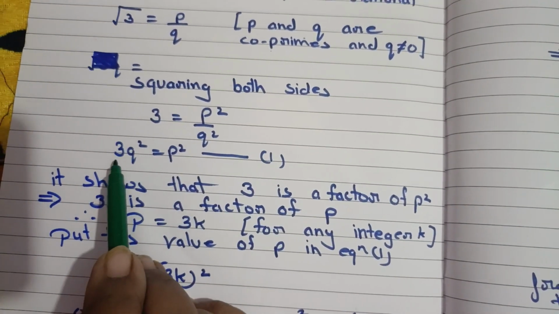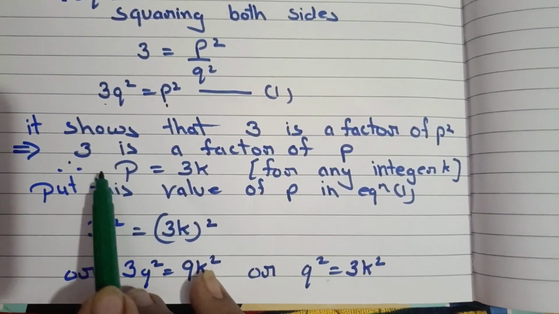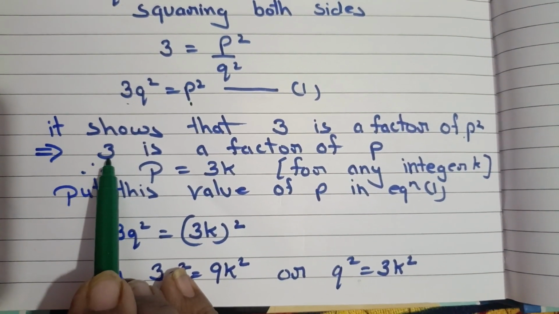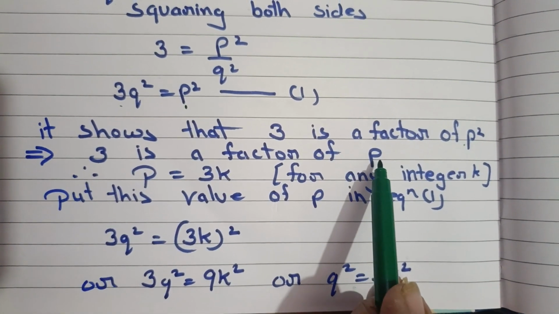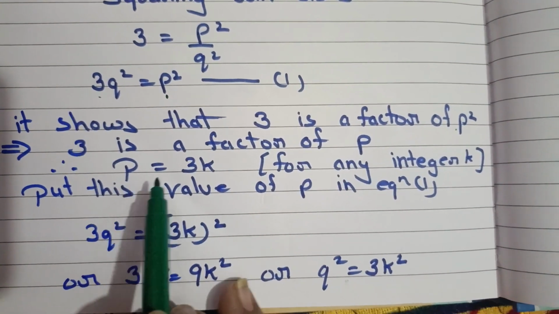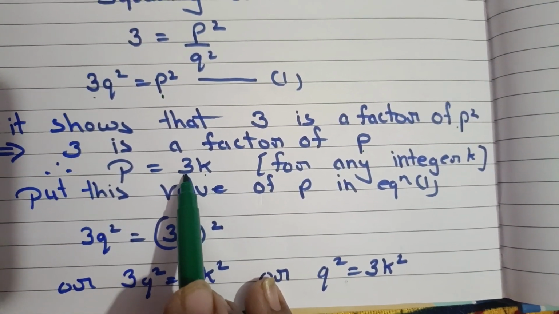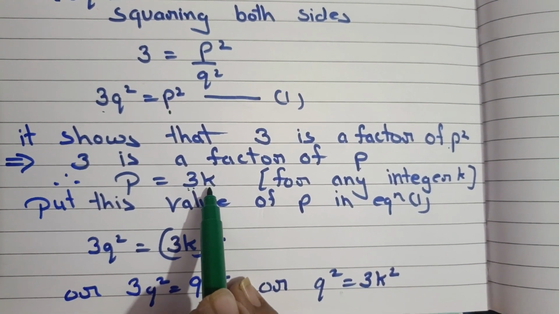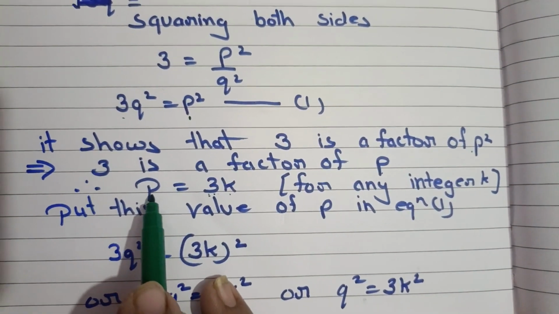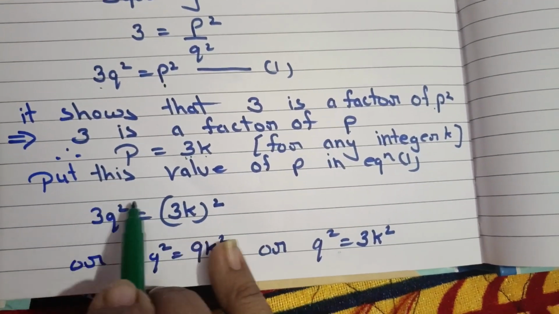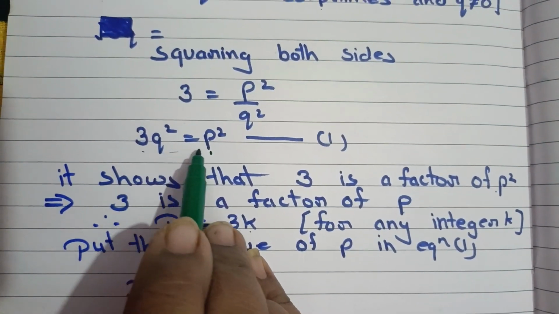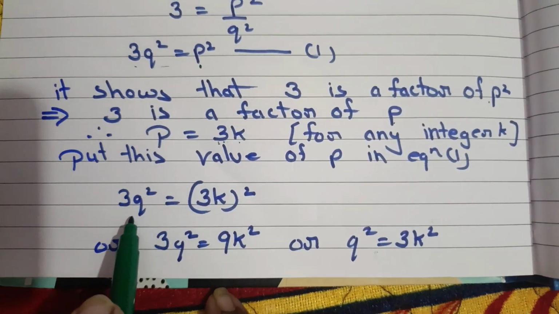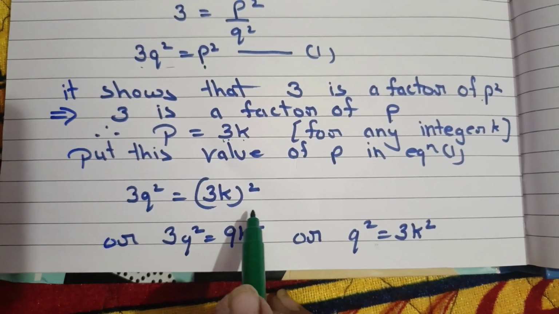It shows that 3 is a factor of P square, which implies that 3 is a factor of P. Again, theorem 1.2. So let us take P is equals to 3K, because 3 is a factor, and for any integer K, 3 will come along with the integer, because 3 is a factor of P. So put this value of P in equation 1. Here we will write 3K square in place of P square. This is the solution. 3Q square is equals to 3K square.